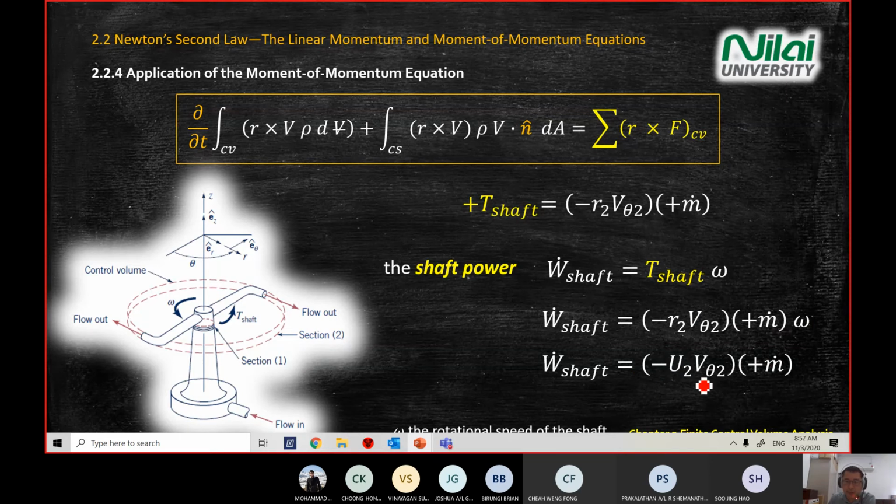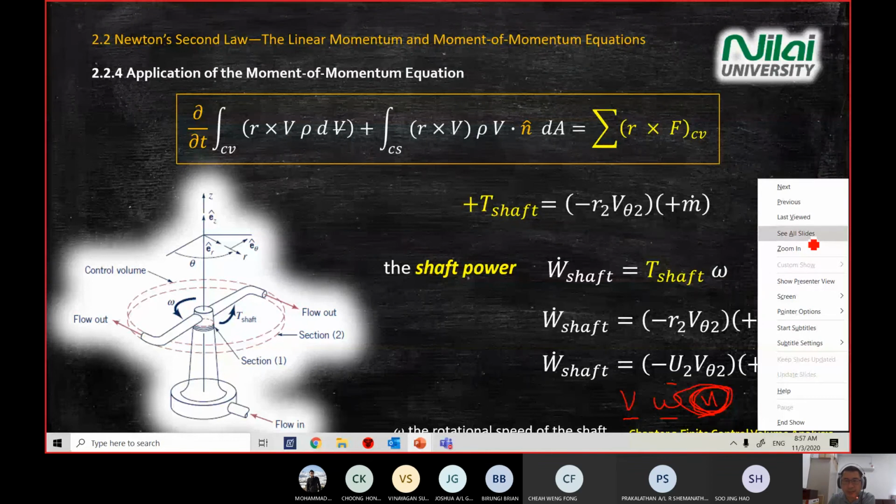All right. Just recall our vectors: we have V, we have W, we have U. We have three kinds of velocity vector here. When we look at shaft power or shaft, we deal with the U component. Be careful on that.